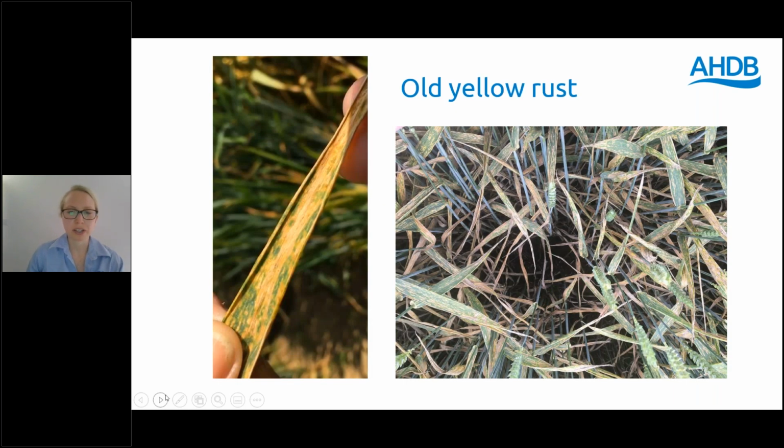And this picture shows how confusing it can be. So you might initially think when looking down into this crop that that is Septoria, but it's actually old yellow rust that has died off at the end of the season. So in this situation, we just do a green leaf area score. And next slide, please.